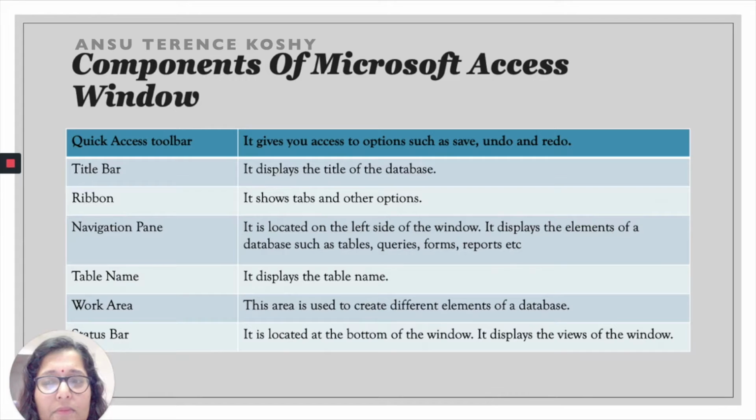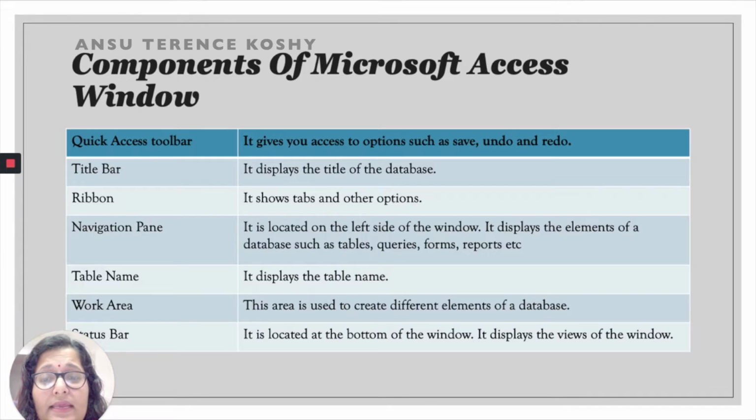Let's go through it one more time. Quick access toolbar: it gives you access to options such as save, undo, and redo. Title bar: it displays the title of the database. The name of the database will be shown in the title bar. Ribbon: it shows tabs and other options.